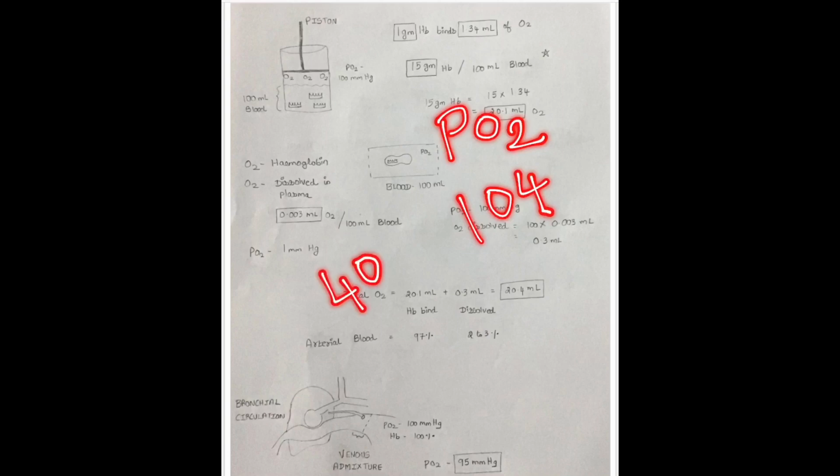So the partial pressure of oxygen in the lungs is 104 millimeter of mercury. The partial pressure of oxygen in the deoxygenated blood is 40 millimeter of mercury. The partial pressure of oxygen in the oxygenated blood is how much? 100 millimeter of mercury. So what is the partial pressure of oxygen in the plasma of the blood? It is 1 millimeter of mercury.